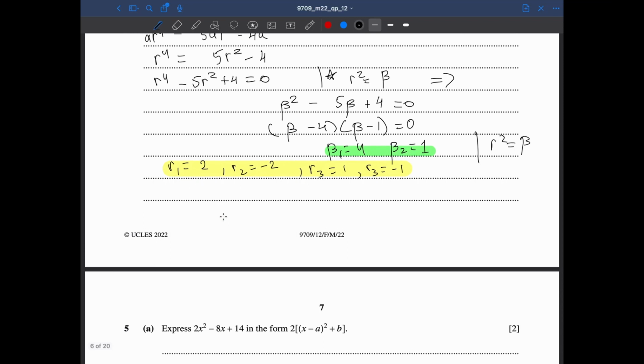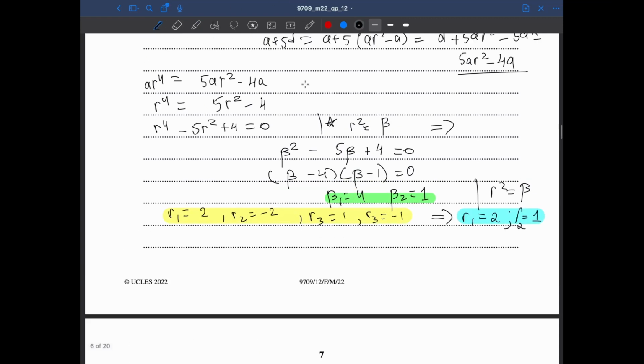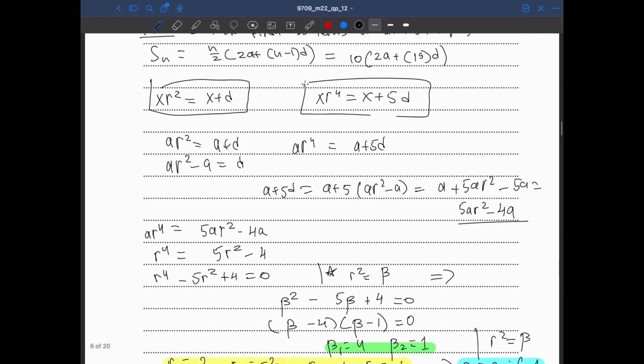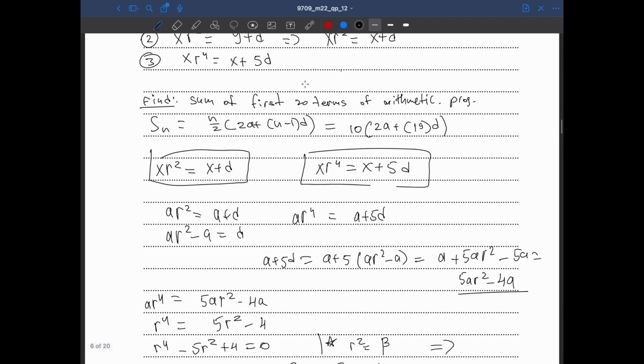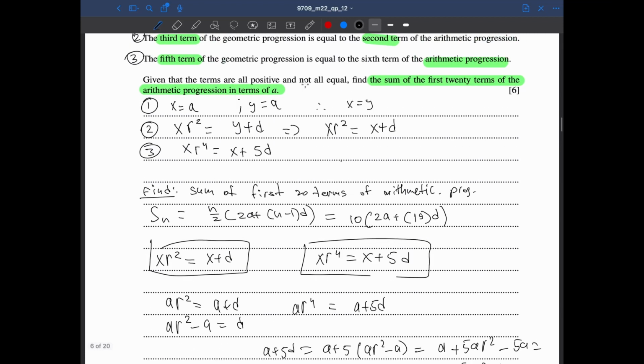So we cannot multiply by a negative because we're going to get a negative term. So we can simplify r to be 2 and r to be 1. All right, so we got rid of the negative answers. And now what we can do, so we have r, and now we know that we can actually plug that in.